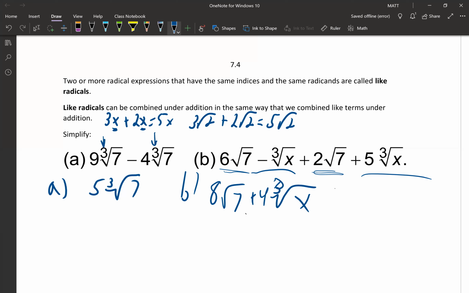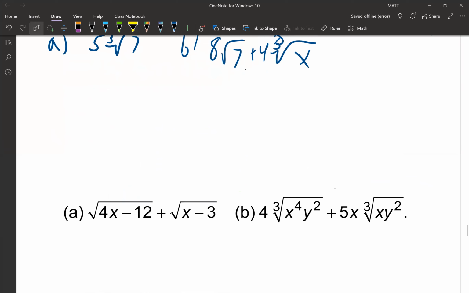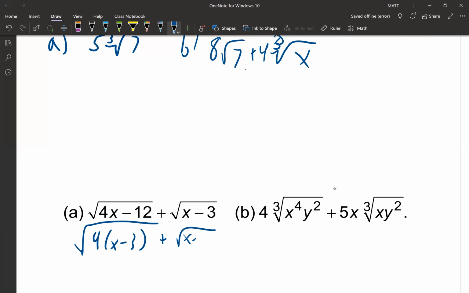All right, so we'll move on here. We have 2 more problems here. So notice that we have 2 things, and they don't look like they're similar right now, but we can change them a little bit, right? So notice that this first one, they have a common factor of 4 between the both of them. So let's take out a 4. And now we have x minus 3, right? We're adding that to the square root of x minus 3. Now notice we have an x minus 3 in both of them, right?